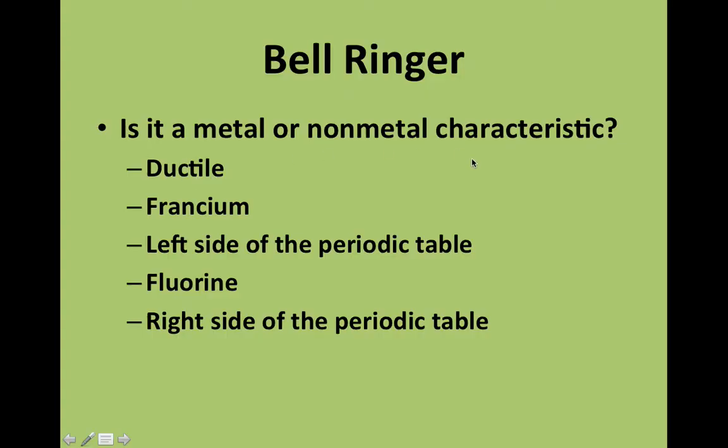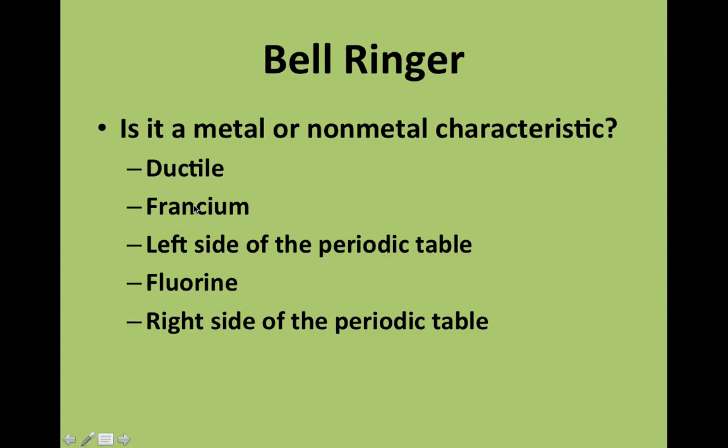Okay, so today we're going to talk about and recap on our bell ringer, the metals versus nonmetals. When we look at these, the first three items up here are properties of metals. Ductile means you can form a metal into a thin wire, such as if I go to Lowe's and buy a spool of copper wire, that means that copper was formed into that wire.